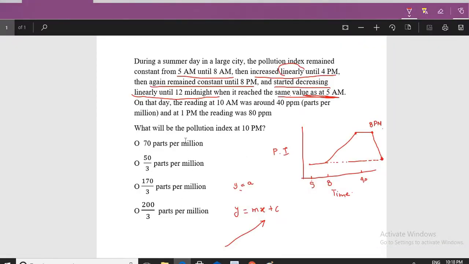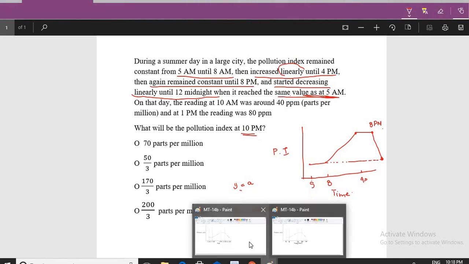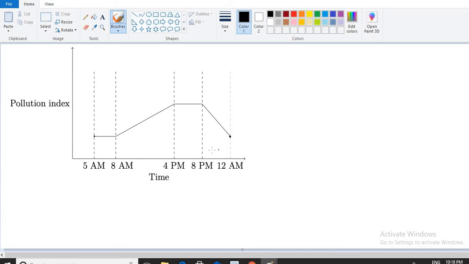Now let's see what the question is asking. It is asking what the pollution index will be at 10 pm. It means somewhere here after 8 pm. So somewhere at this point it is asking what your PI will be. So this is your 10 pm, and it is asking what value of y will be at this point.